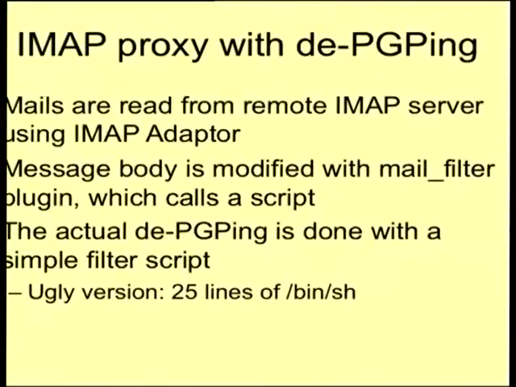And a third thing is this. You can use Dovecot's IMAP adapter stuff in a way that allows passing the mails through some kind of a filter. And the filter is some kind of script. And with the script, you can do pretty much anything you want. So I built this prototype that takes a PGP encrypted mail and then decrypts it and shows it. Really simple script, 25 lines.